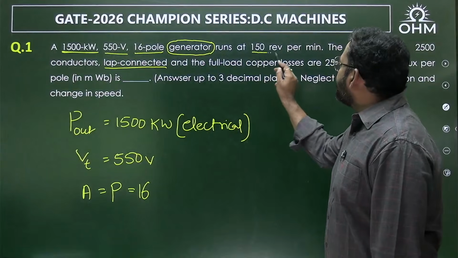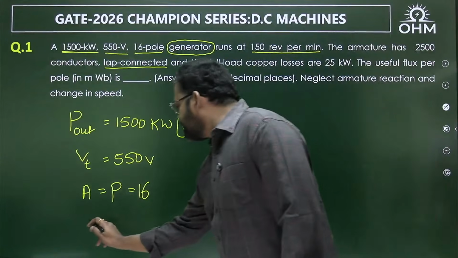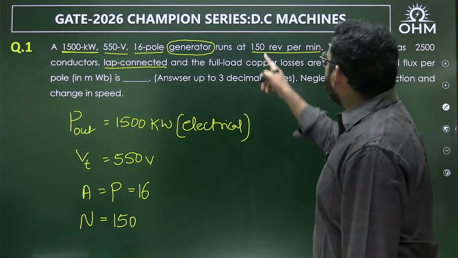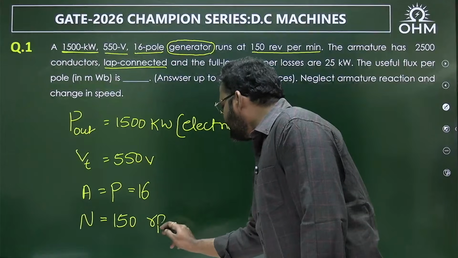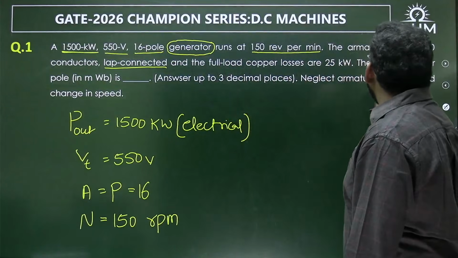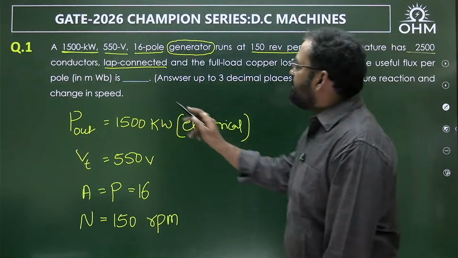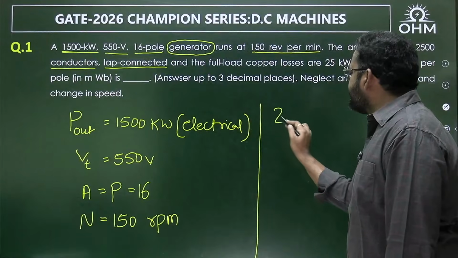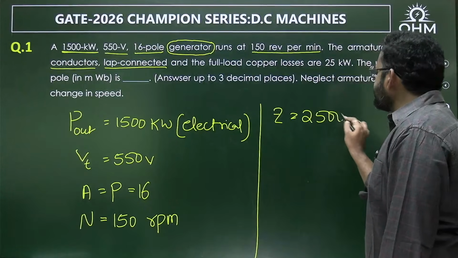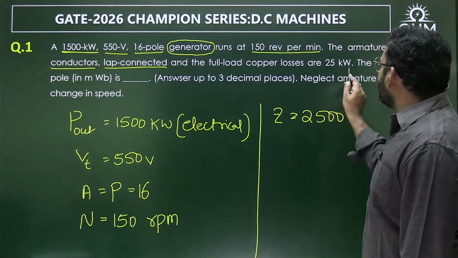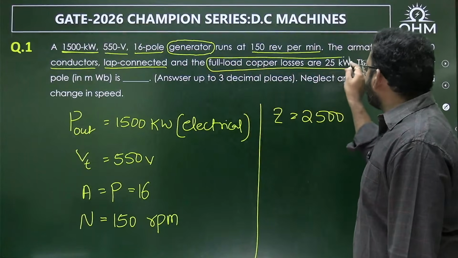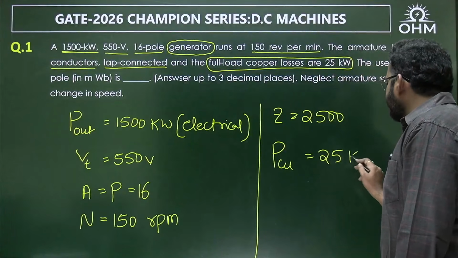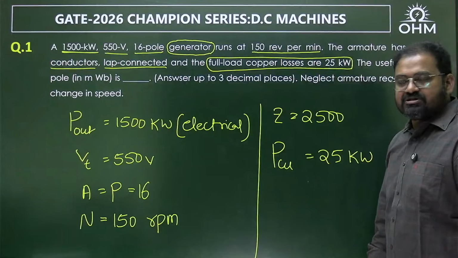And it is rotating at 150 revolutions per minute, not 1500, 150 RPM. The armature has 2500 conductors. The number of conductors is equal to 2500. And full load copper losses are given. The copper losses at full load are 25 kilowatt. This is the next information given.